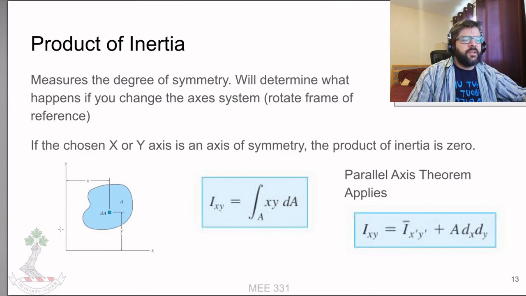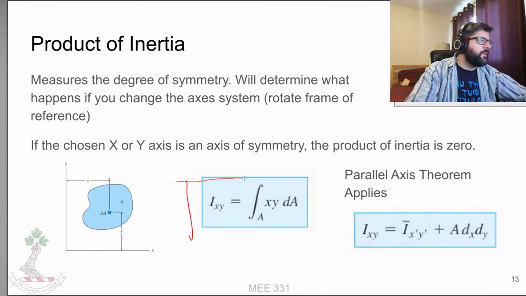We've also got this thing called the product of inertia. Generally speaking, it determines the degree of symmetry and can allow you to figure out what happens if you change the axis system, so basically if you're rotating your frame of reference. One thing to note here is that if the chosen x or y axis for an object is an axis of symmetry, then the product of inertia is 0. So this is how we calculate the Ixy.